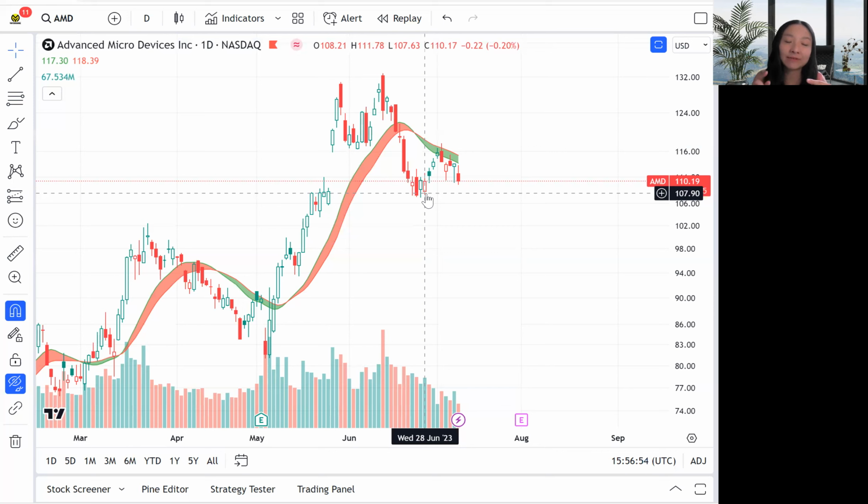I'm targeting long-term investors and swing traders. What is a swing trader? You follow the trend. You buy when it's an upward trend, you sell when it's a downward trend. So this is my target.